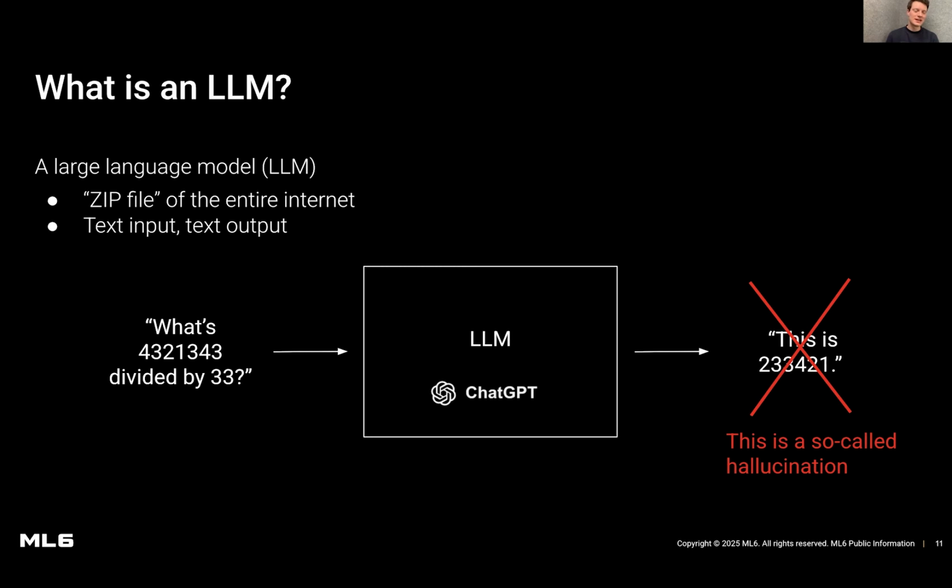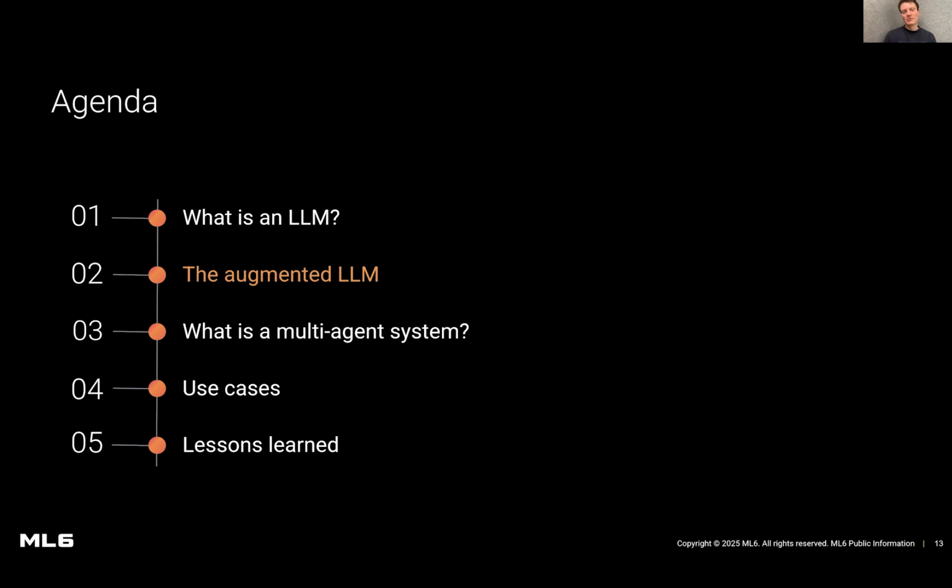And so you could say that this zip file of the entire internet is some kind of lossy compression, because yes, some information might still be in that brain of the LLM, like recipes for pancakes, but for things where you actually want an exact answer, they actually fail. And so for those types of things, we can actually make them more powerful.